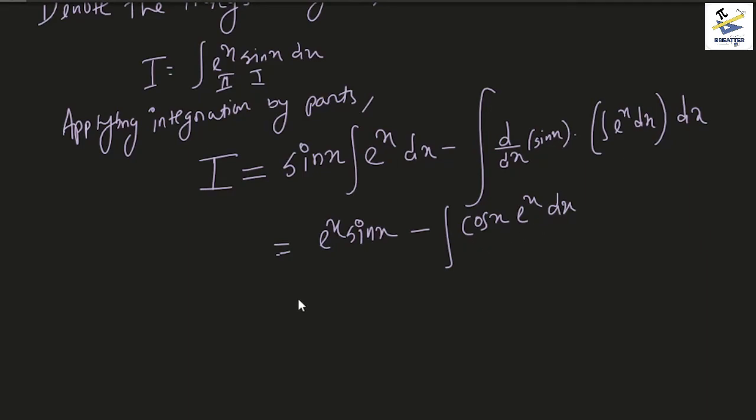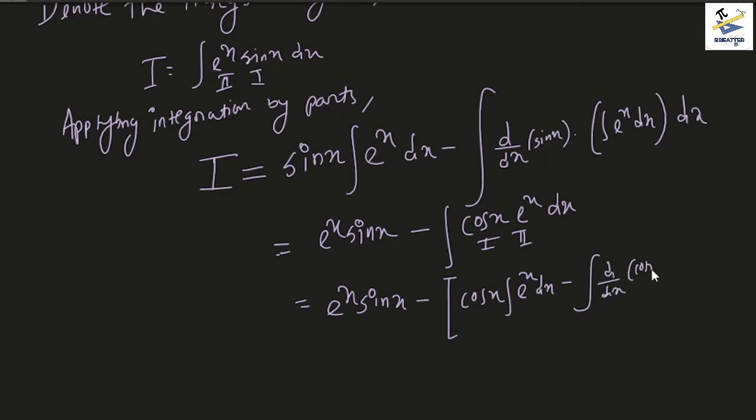Now this is another integral. So again we apply the same integration by parts technique with cos x as the first function and e to the power x as the second function. Notice how we have to do integration by parts twice here, and as you will see why. It becomes cos x into the integration of e to the power x dx, minus the integration of d/dx of cos x, and as you know, the integration of e to the power x dx is just e to the power x. I'll just write e to the power x dx here.